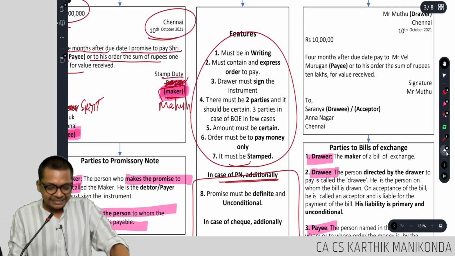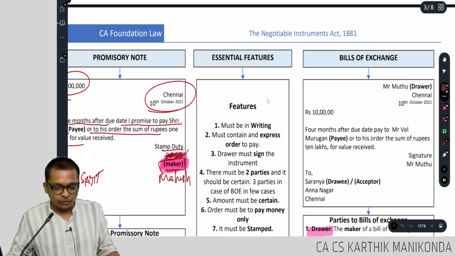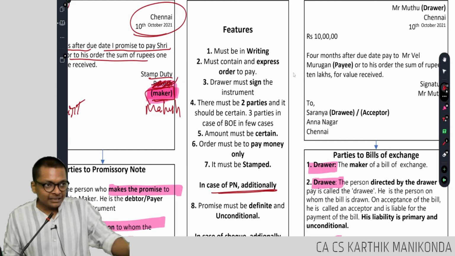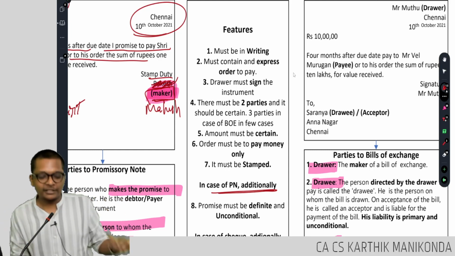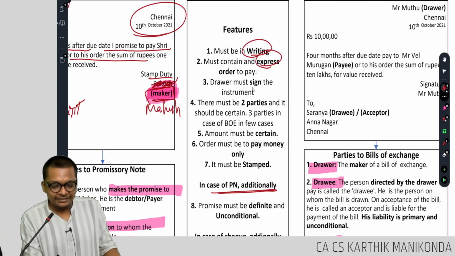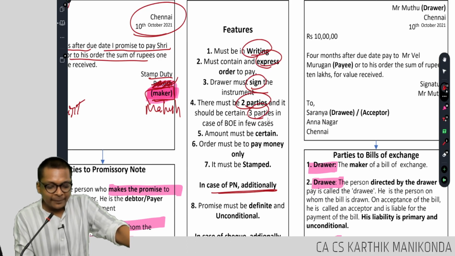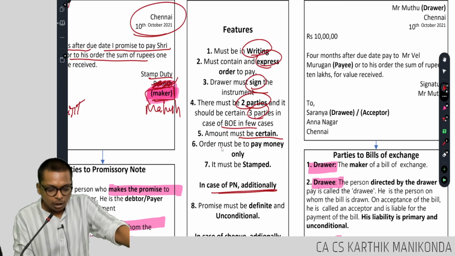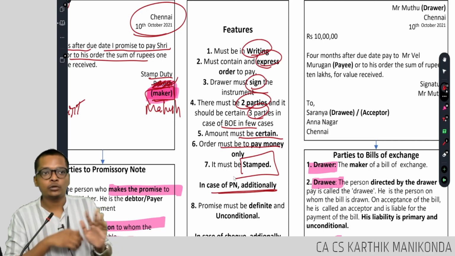Now if you look at this, the same points will repeat again. These are the essential features for promissory note and bill. All the 8 points keep repeating, and in those 8 points, 5 to 6 are common. Again, writing, express, it must be signed, it must have 2 parties or 3 parties in case of bills of exchange. Amount must be certain. Order to pay money. It must be stamped. Stamp will come only in bills of exchange and promissory note, not for check.